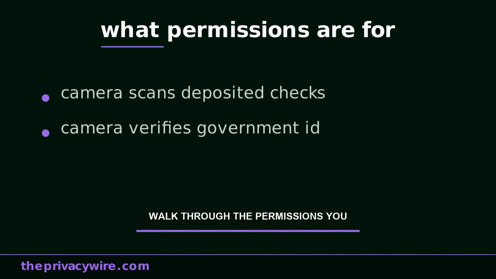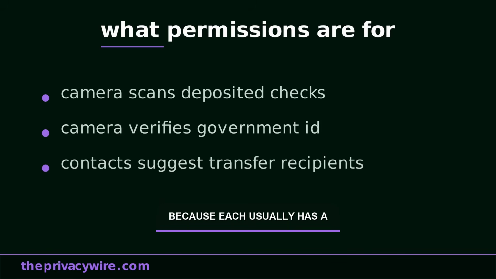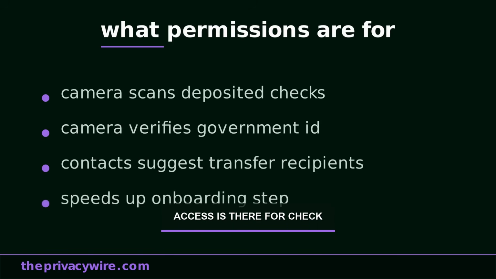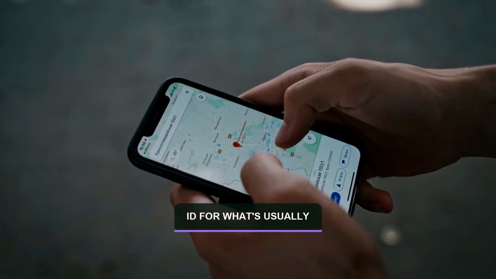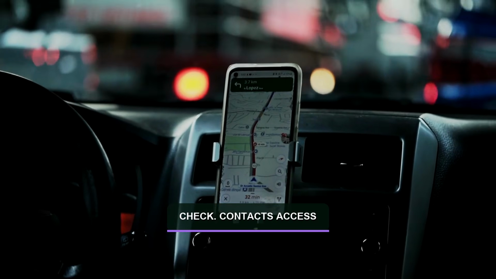Now walk through the permissions you already tapped allow on, because each usually has a legible reason even if the app never explains it. Camera access is there for check deposit, where you photograph a physical check, and for identity verification during onboarding, where you photograph a government ID for what's usually called a Know Your Customer check.